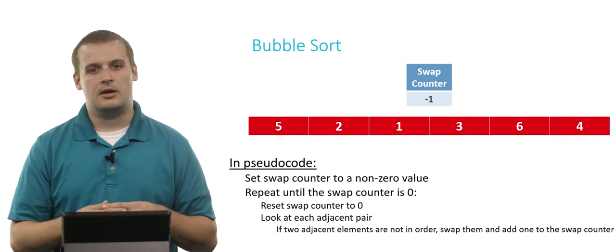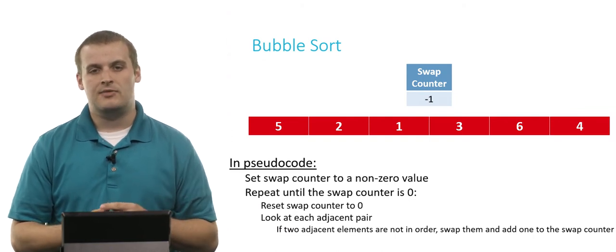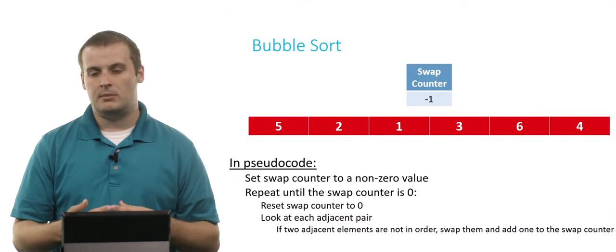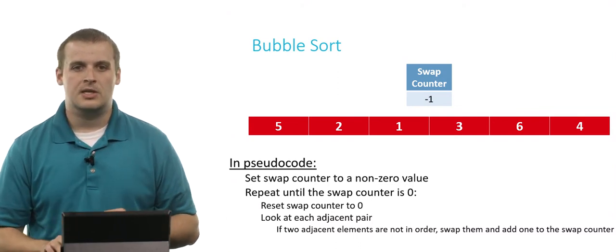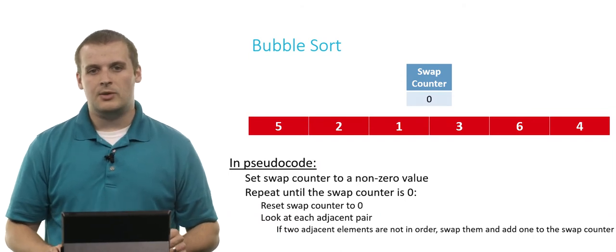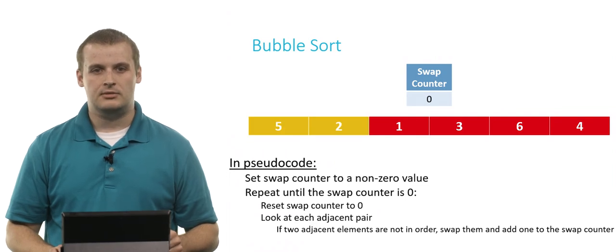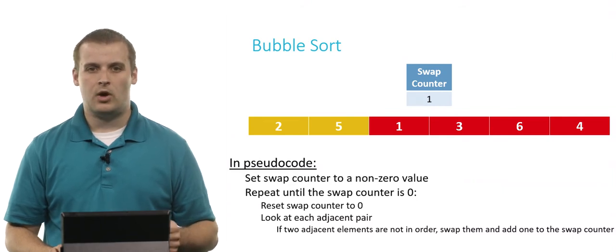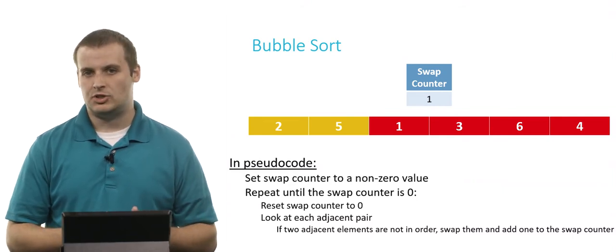So again, the steps are reset the swap counter to 0, then look at every adjacent pair, and if they're out of order, swap them and add 1 to the swap counter. So let's begin this process. The first thing we do is we set the swap counter to 0, and then we start looking at each adjacent pair. So we first start looking at 5 and 2. We see that they are out of order, and so we swap them, and we add 1 to the swap counter. So now our swap counter is 1, and 2 and 5 have been switched.